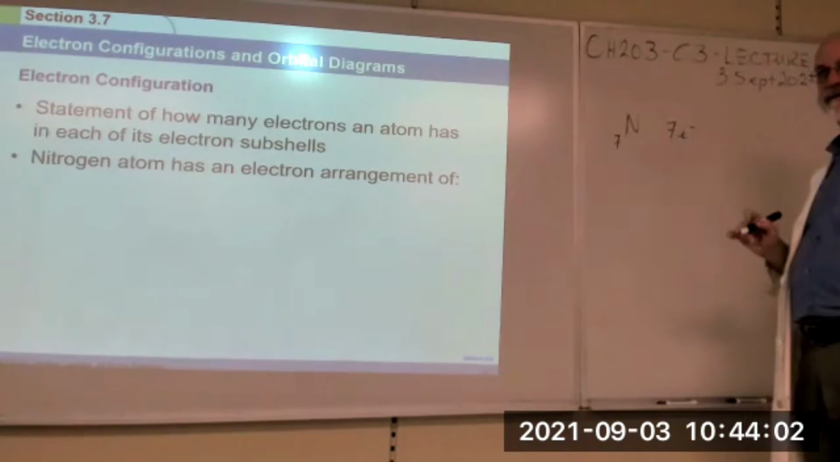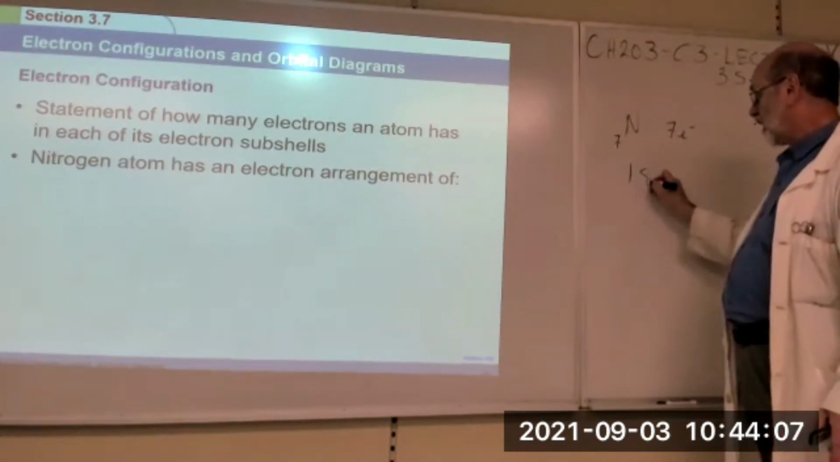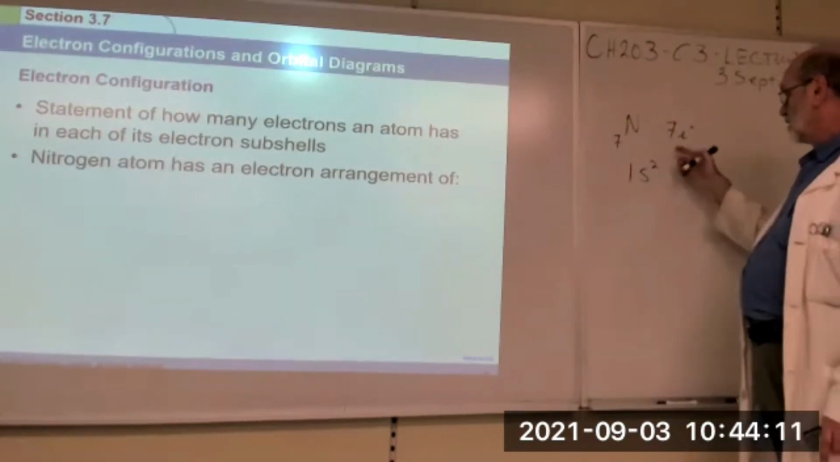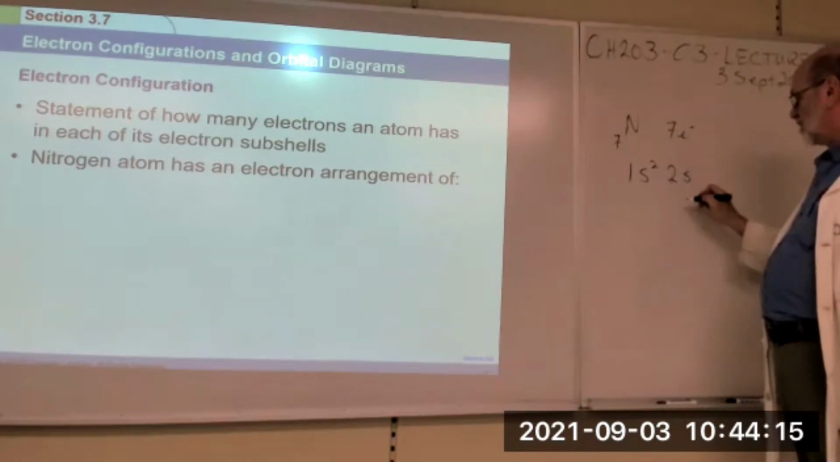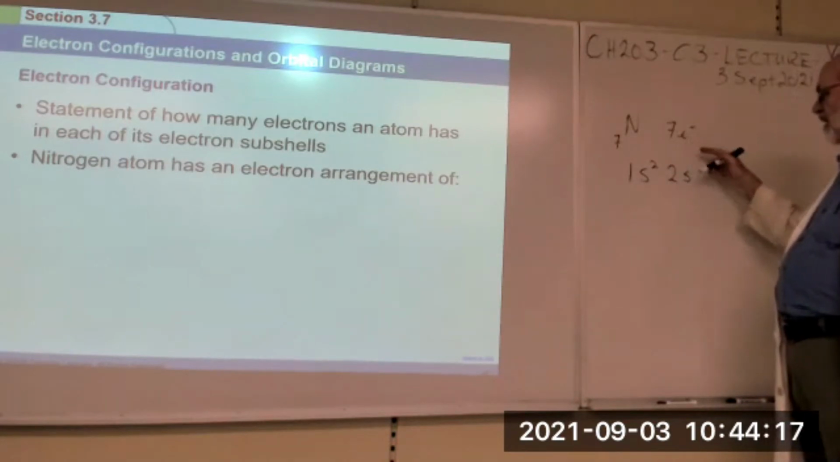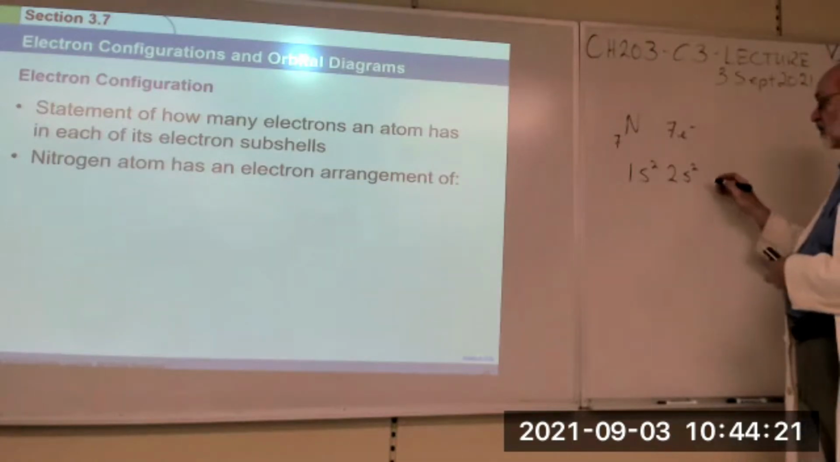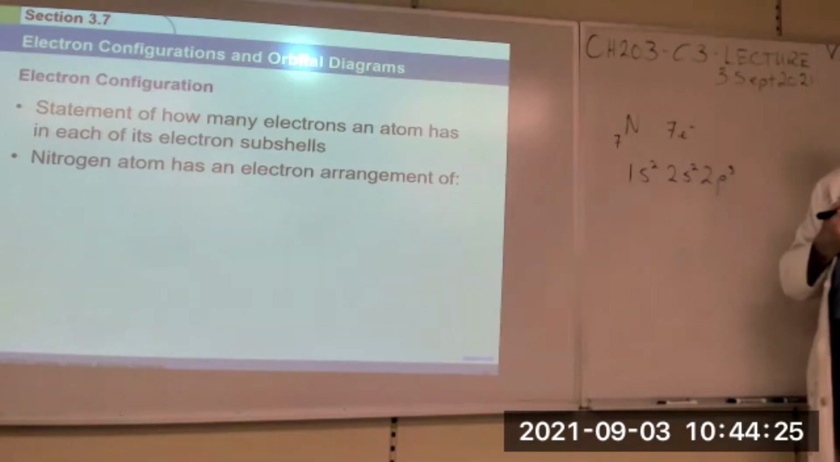Okay, so how would it fill? Well, if we use that diagonal, the first one is the 1s. So it has 2 electrons in it. We got 5 left over. So next we'll go to the 2s. And we got 5 electrons, use 2 of them, now we got 3. So next one we go to is 2p. We got 3 in the p's, like that.